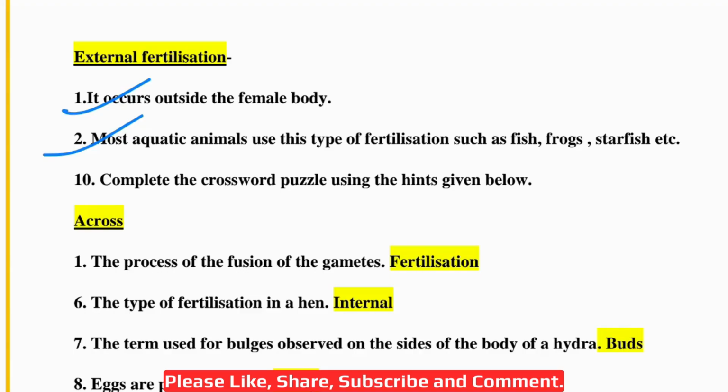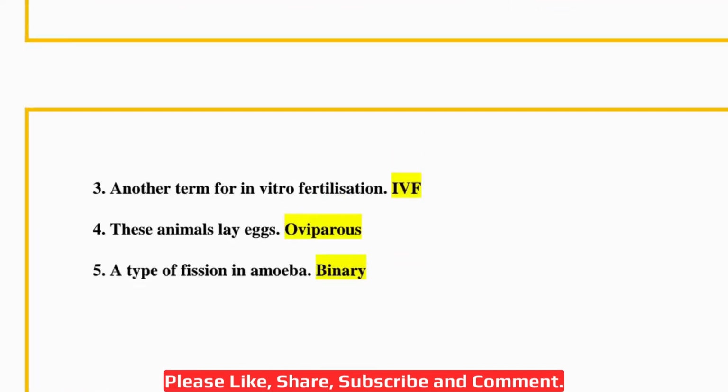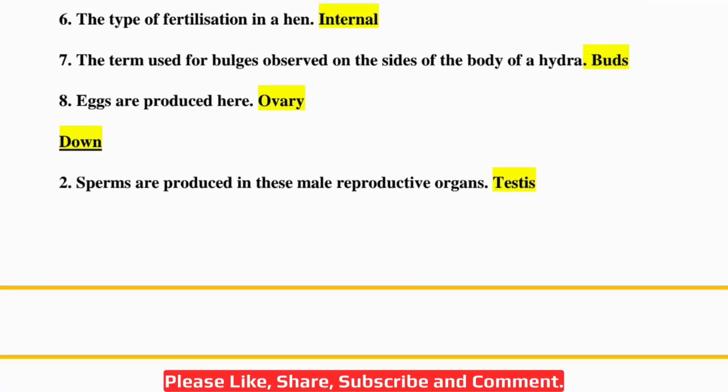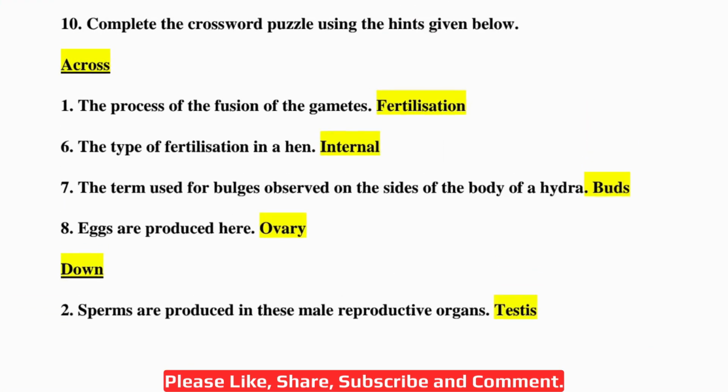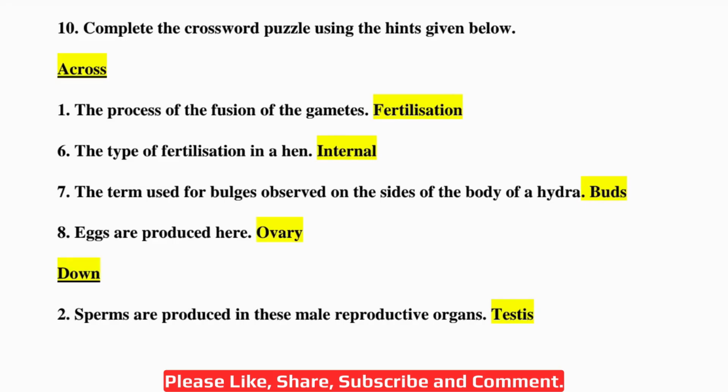Now, 10th question is a crossword puzzle, and children have not pasted the puzzle over here. So you can use these answers and fill up your crossword puzzle in the NCERT book. So the answers. The across one first: the process of the fusion of gametes, fertilization. You should write only the exact answers there. Don't eliminate anything, like if I've mentioned here buds, then buds only will fit there. So write the exact answers.